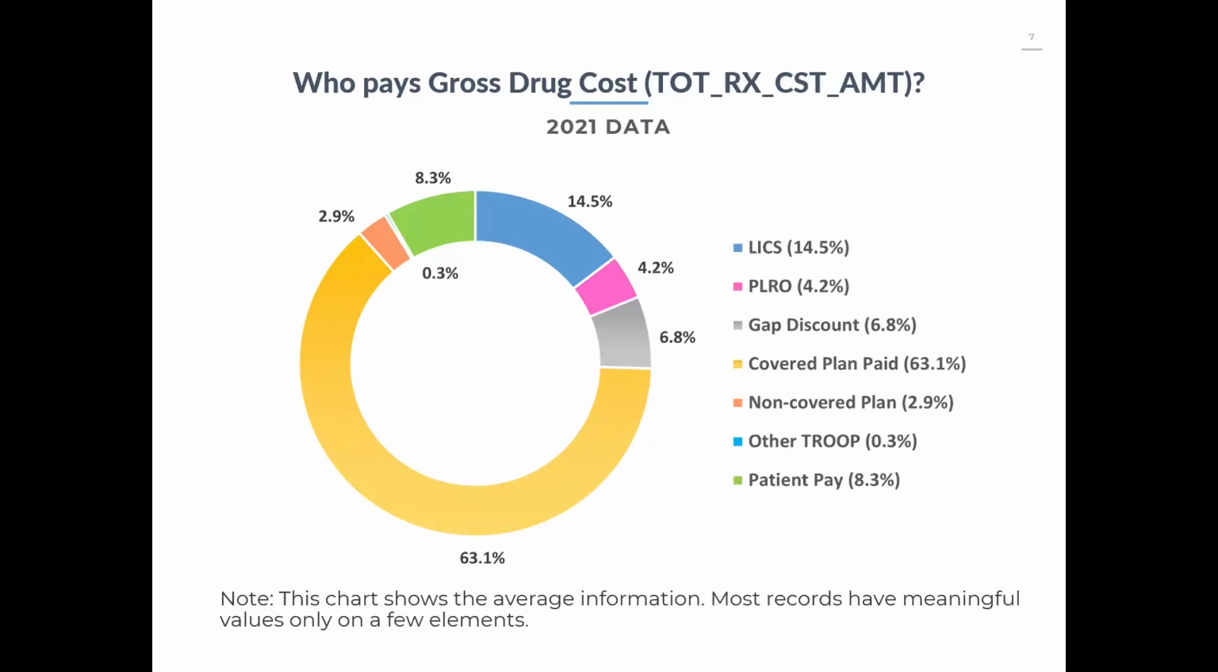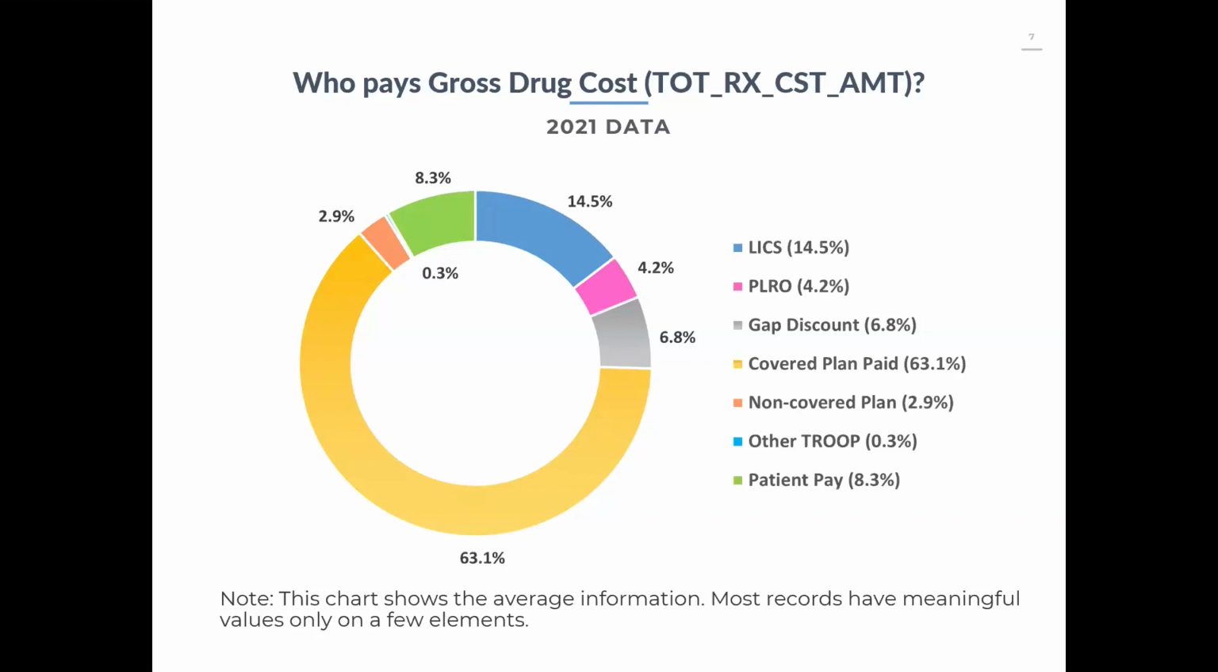So on average, 63% of the cost is paid by the plan, and that's in yellow, the covered plan paid amount. Followed by almost 15% paid by the low income subsidy. Next, the patient pays about 8% on average. And then the gap discount covers about 7%. That's in gray. Followed by 4% is the PLRO amount. And then 3% in orange is the non-covered plan amount. And then a tiny fraction, 0.3%, is the other TrOOP amount.